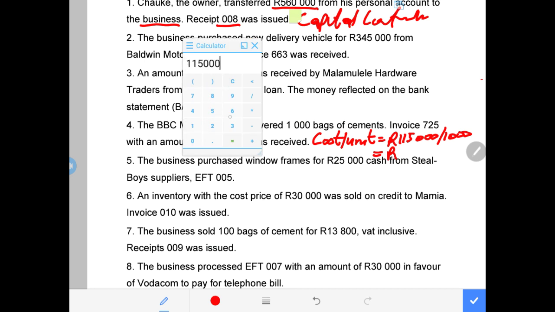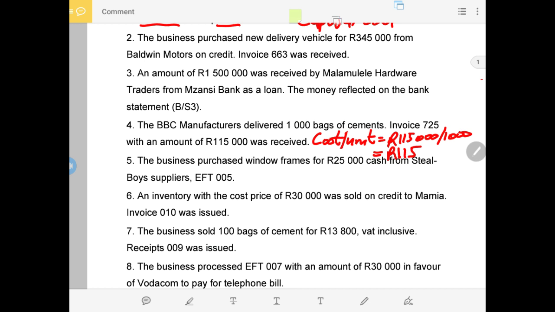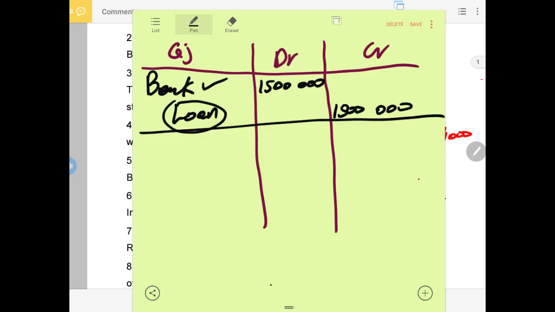115,000 divided by 1,000. That means the cost per bag before VAT is removed is 115 rand per bag. And VAT, remember, is included where applicable. When you buy something from the supplier, VAT is included. Now let us record this in the general journal first.